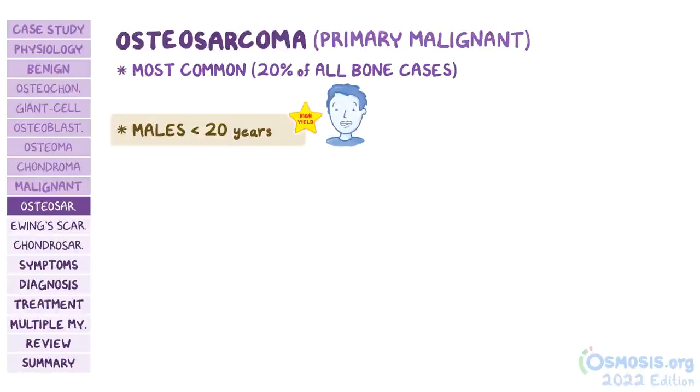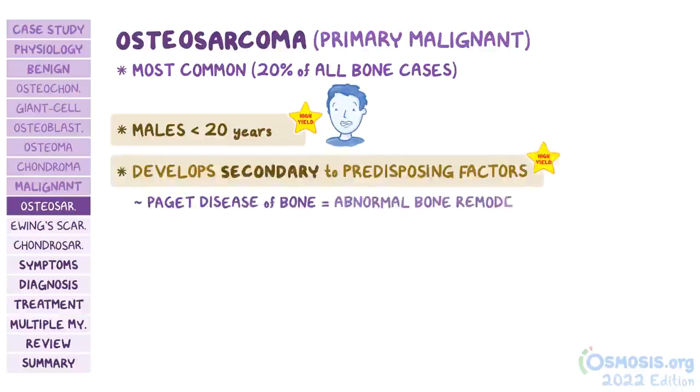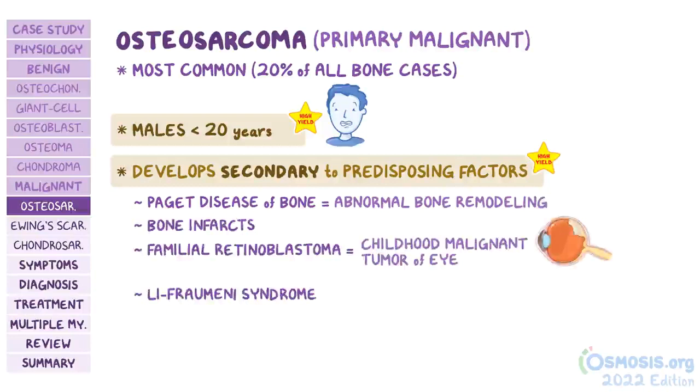It's not as prevalent in older individuals, where it usually develops secondary to predisposing factors, like Paget disease of the bone, which is a condition where there's abnormal bone remodeling, bone infarcts, familial retinoblastoma, which is a childhood malignant tumor of the eye, and Li-Fraumeni syndrome, a condition in which there's a variety of cancers throughout the body.